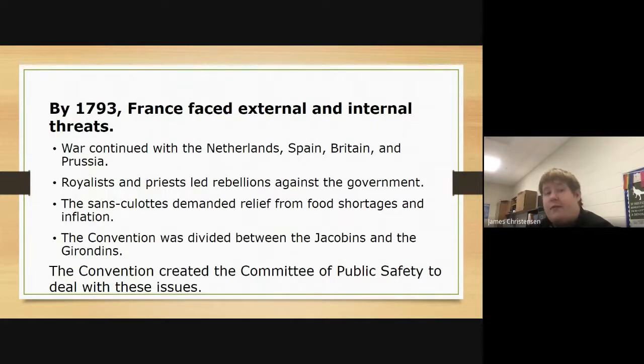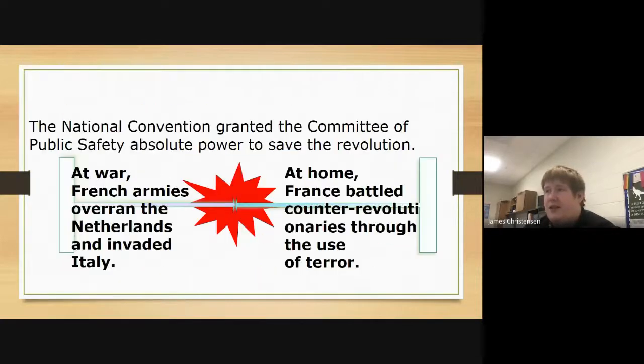By 1793, France faced external and internal threats from the Netherlands, Spain, Britain, and Prussia. Royalists and priests led rebellions against the government. The sans-culottes demanded relief from food shortages and inflation, and the convention was divided between the Jacobins and the Girondins. The convention created the Committee of Public Safety to deal with these issues. Now, the convention granted the committee absolute power to save the revolution. At war, the French armies overran the Netherlands and invaded Italy. At home, France battled the counter-revolutionaries through the use of terror.